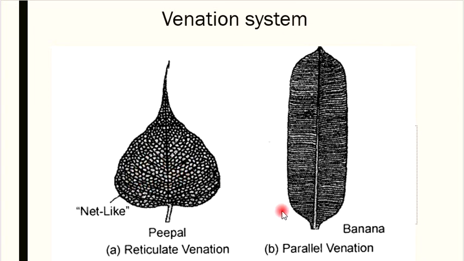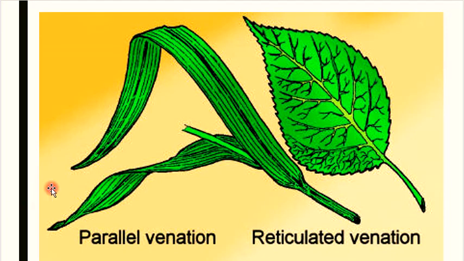The next is parallel venation, where the veins run parallel to each other. They start from the leaf base and end in the leaf apex. Examples are banana, maize, etc. So these are the two types of venation, parallel and reticulate venation.